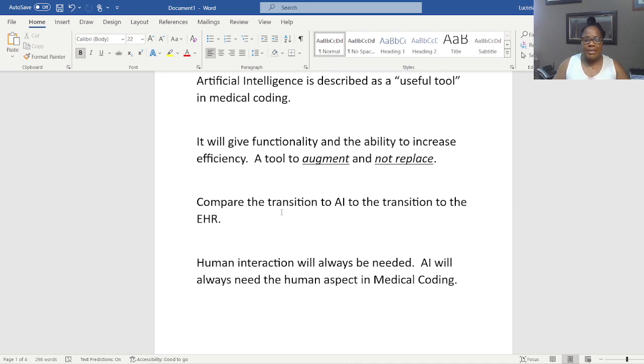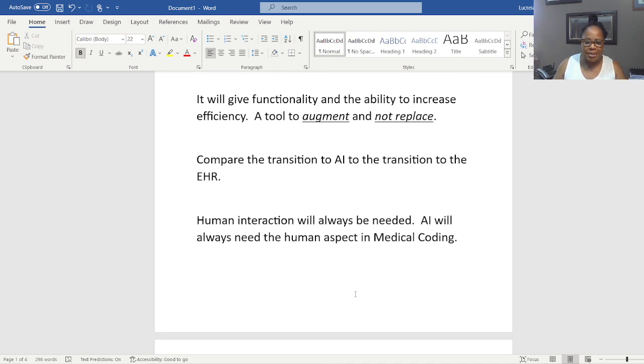She compared the transition to AI to the transition that we recently went through when we went from paper medical record to the electronic health record. I kept hearing little murmurs about, oh my goodness, what is the EHR going to do? Look how the EHR did away with medical transcriptionists, or at least minimized their roles. But I still think even with artificial intelligence and medical coding, that human interaction will always be needed. AI always needs the human aspect in medical coding.